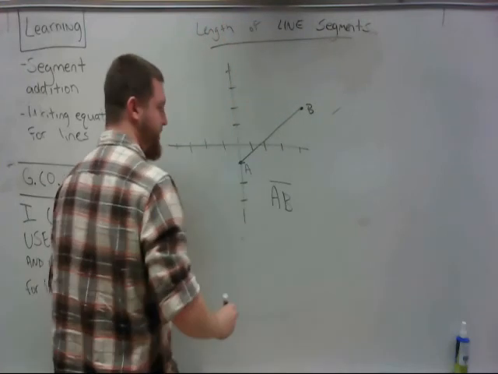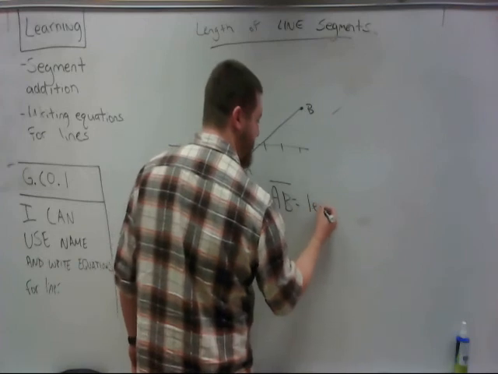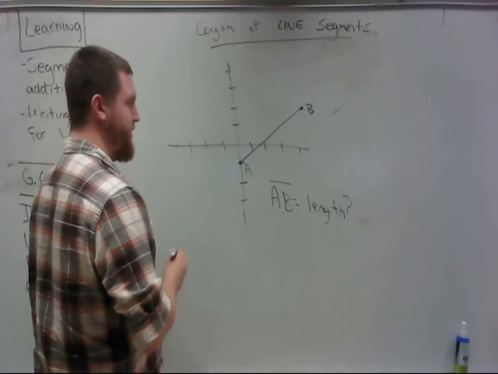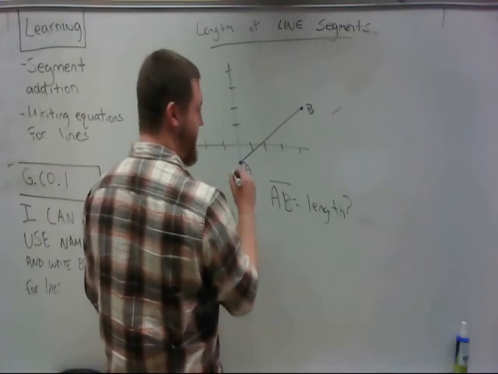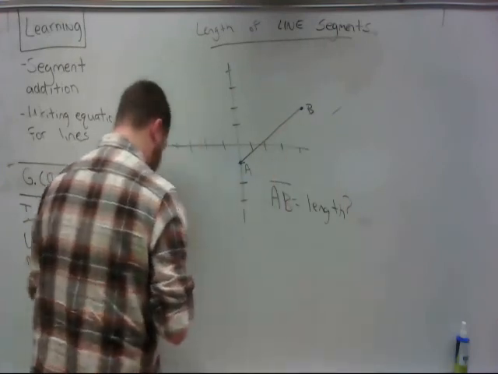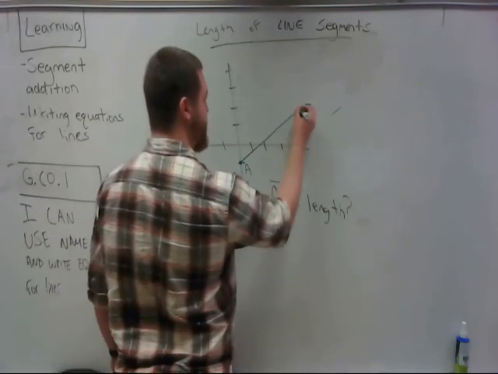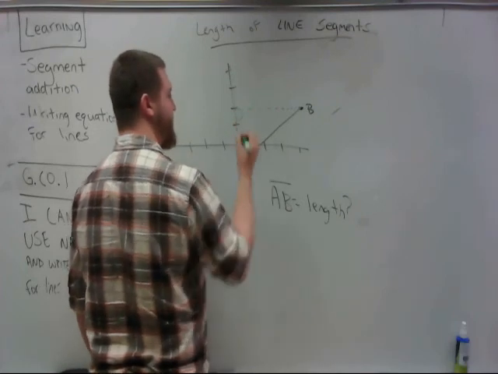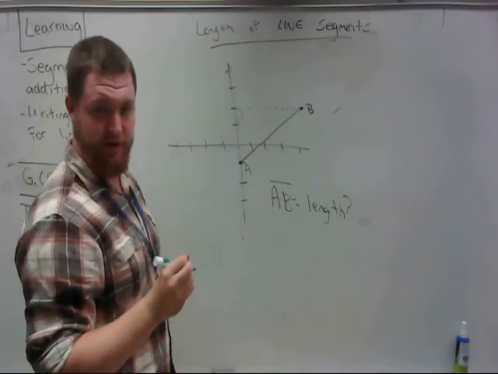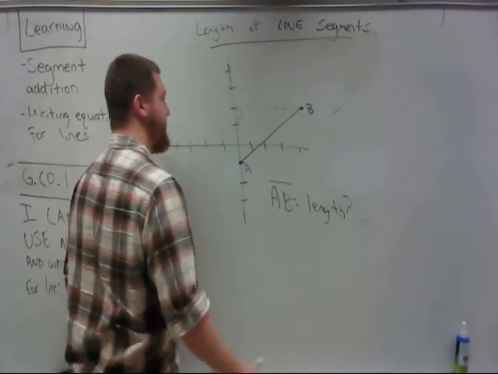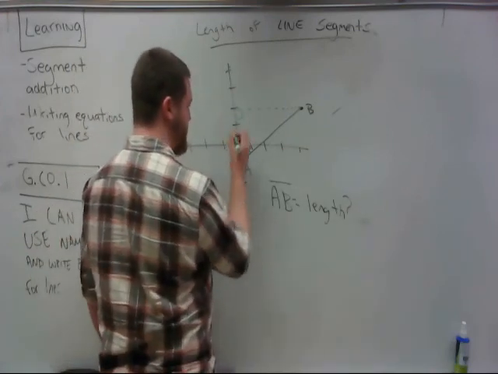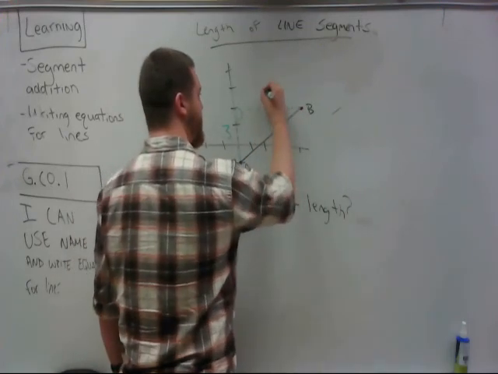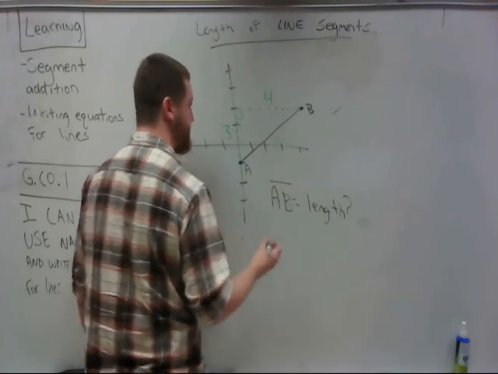Length of line segments. So what is the length of AB is what we're trying to figure out. AB is a diagonal line, but I'm going to turn it into a triangle to find the length. It must be a right triangle because you're going to use the Pythagorean theorem to find this length. So let's count up. 1, 2, 3. So that length of the triangle is 3. This length is 1, 2, 3, 4. So I need to figure out what this length is.